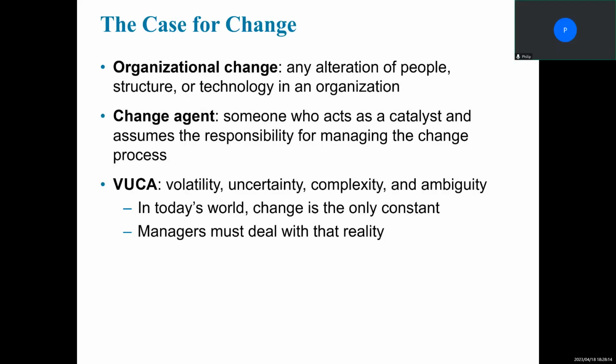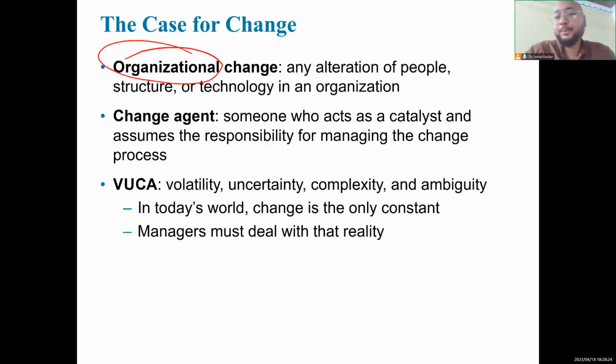That structure changes. Anything, right? But since we're talking about organizational change, anything that alters from one point in time to another point in time, we call this organizational change, and that must be in the workplace. So if you are changing people, it means that is organizational change. If you're changing structure, that is also change. If you're changing technology, this is also a change.